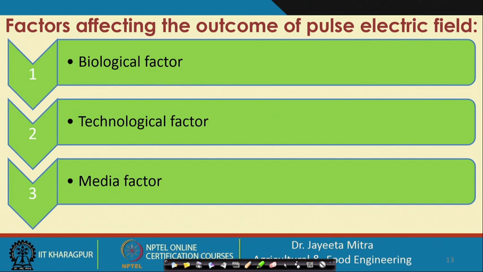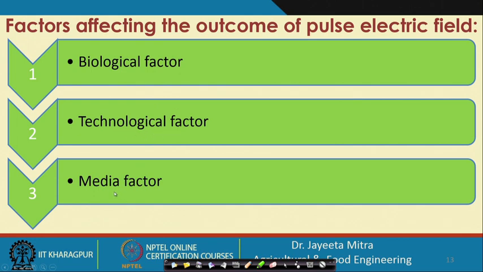Then the technological factor. This is related to the technical parameters that we include in our treatment. For example, the intensity of the voltage pulse that we are sending, the time for which we are sending it, the gap between the two electrodes, and how many pulses we are giving to the food in each process. So, all these are your technological parameters.